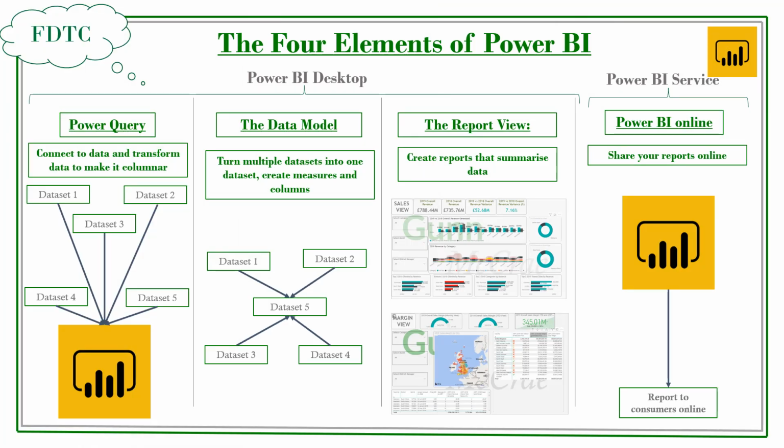Now, Power BI can also be divided into 4 elements. 3 of them are in Power BI Desktop, while the 4th is the Power BI Service. The first 3 elements that are in Power BI Desktop are called Power Query, and this is where we connect Power BI Desktop to external datasets. After all, you can't do any summarizing of data without datasets, so start here.